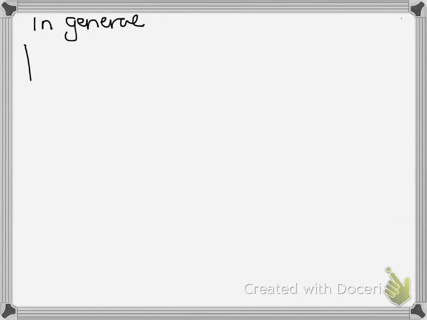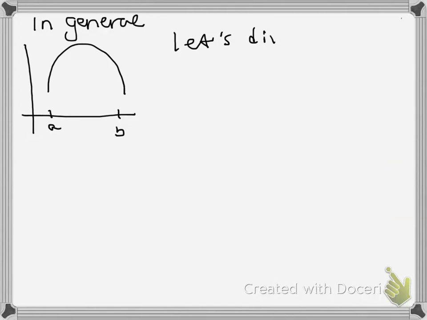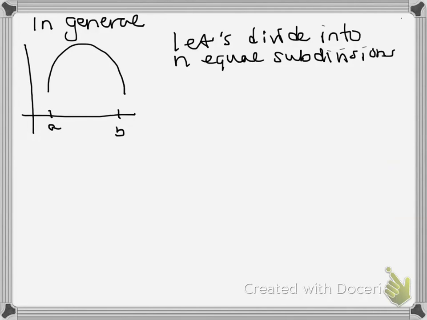All right, we have our graph. And we are going to have some value A, some value B, and some graph that goes between A and B. If we divide it into n equal subdivisions, so when we are dividing by n subdivisions, that means we're going to have trapezoids that go in here.